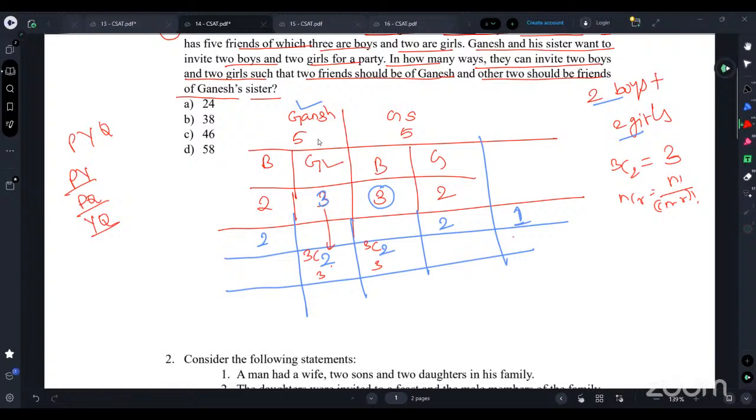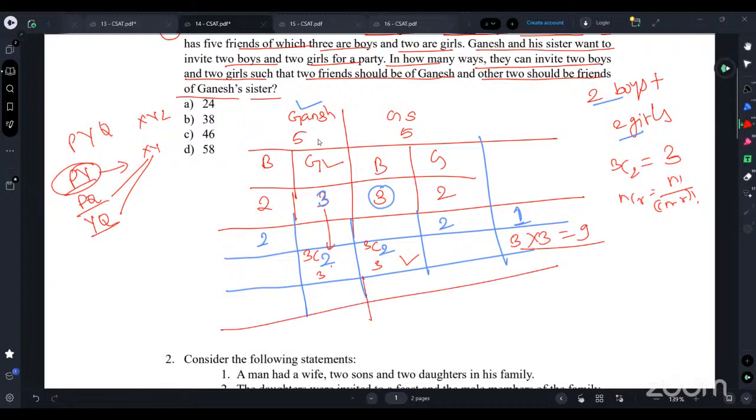3 girls from Ganesh's friends, right, into 3. I will have to take multiplication because this pair can go with X, Y, Z. Let's say XY can go 3 times with it, right? With PQ also, with YQ also. So I will have to take multiplication here. 9. In 9 ways I can do this option. What is one more option which is remaining with me?